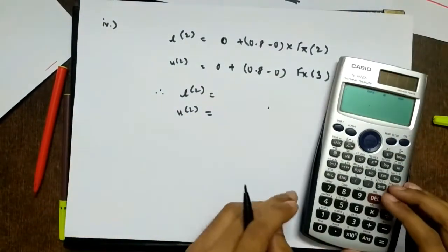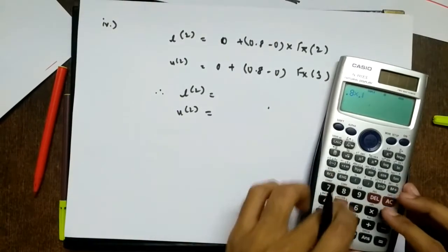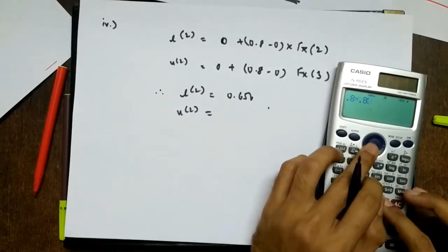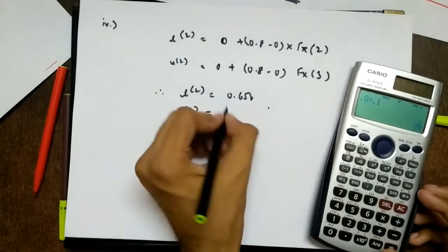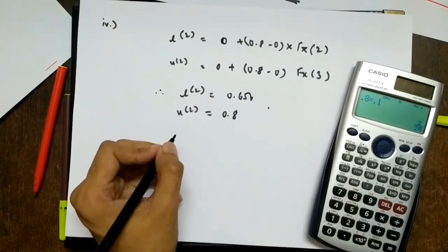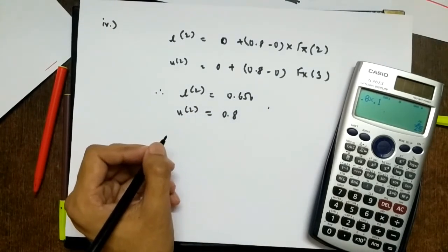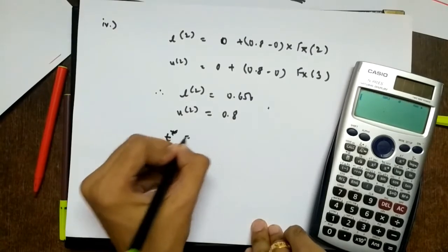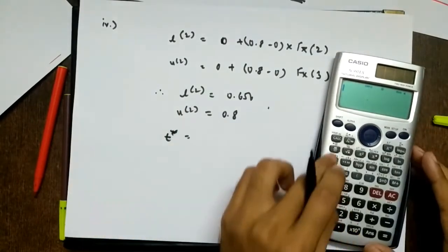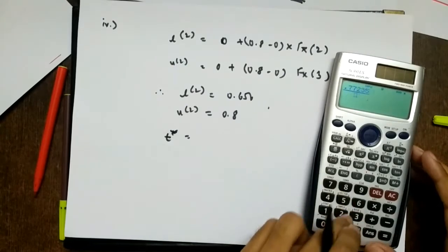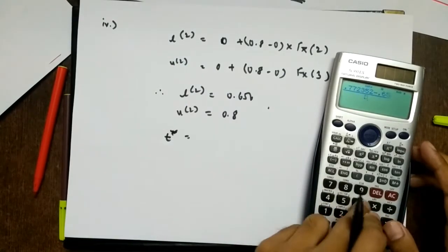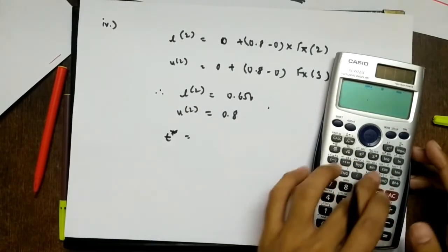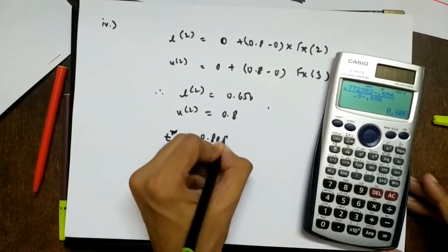So what is it? 0.8 into fx of 2 is 0.82. So 0.656. And 0.8 into fx of 3 is 1. So 0.8. Fine. Then calculate t star. So t star is again tag. Tag is 0.772352 minus L is 0.656 upon 0.8 minus 0.656. So you are getting this as 0.808.